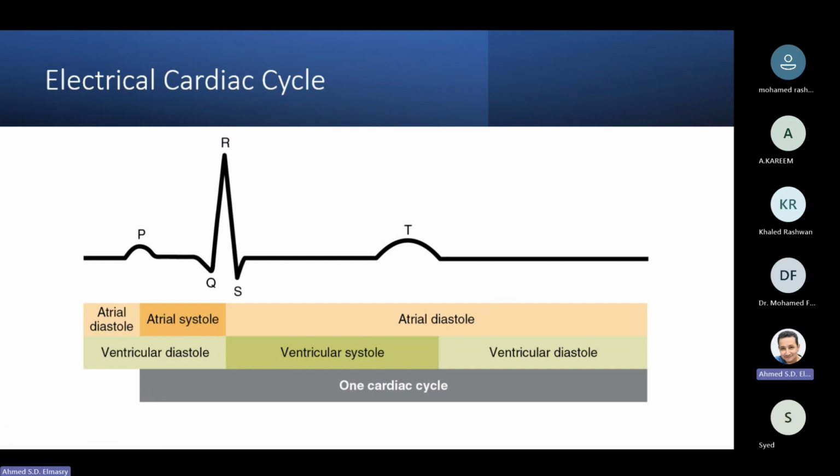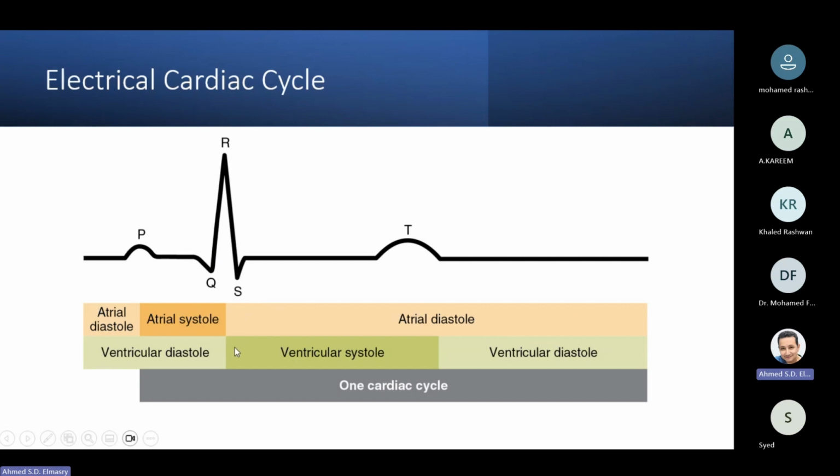Starting with the electrical cardiac cycle, it starts with the activation of the SA node, which will initiate propagation of the electrical discharge to the atria, leading to atrial contraction, which starts from the middle of the P wave till the peak of the R wave. And from the peak of the R wave till the peak of the next R wave, this is the time for the atrial diastole.